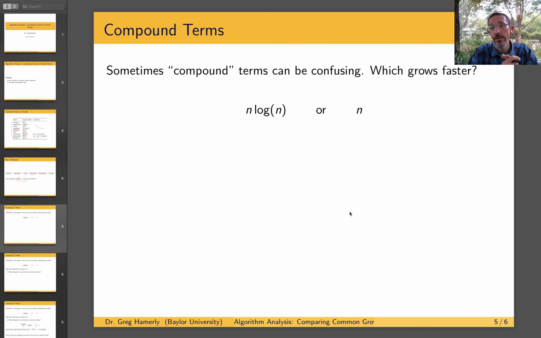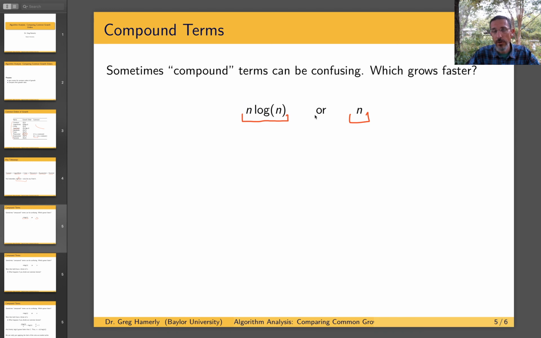Now, I want to close this brief lecture by looking at a couple of compound terms. Sometimes compound terms can be confusing. So a compound term is something like n log n, right? We have n, which we understand, and we have log n, which we sort of understand. How do they combine? And if you were to compare that with n, if you had two functions, n log n versus n, which one of them grows faster?